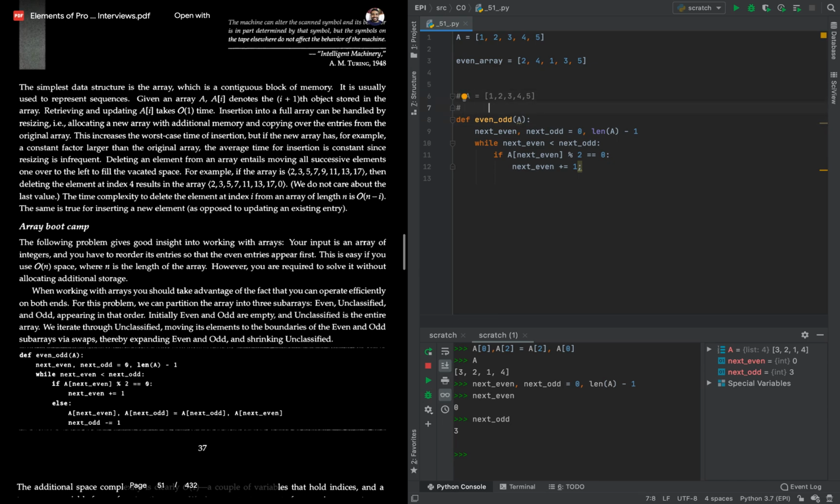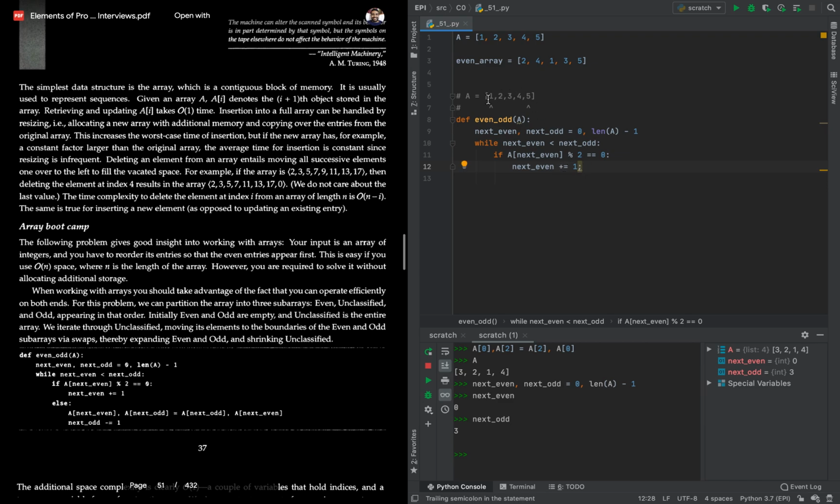So next even would be here, and next odd would be here, right? I'm just going to leave that little box there to help visualize things. I don't have a drawing pad. So what that does for you is, while next even is less than next odd, you do this first conditional check and then plus 1, right?